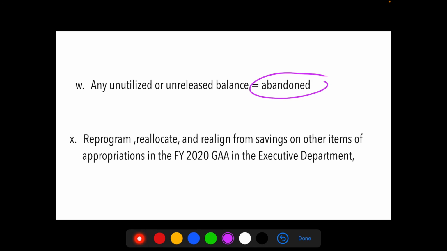So that means all unspent, unutilized, or unreleased money or funds sourced from the collections or receipt, including those future collection receipts, shall be utilized and appropriated for measures to address the COVID-19 situation. And next one, reprogram, reallocate, and realign from savings on other items of appropriations in the FY 2020 GAA in the Executive Department. So that means all amounts to reprogram, to reallocate, or to realign shall be appropriated for the measures to address the COVID-19 situations.